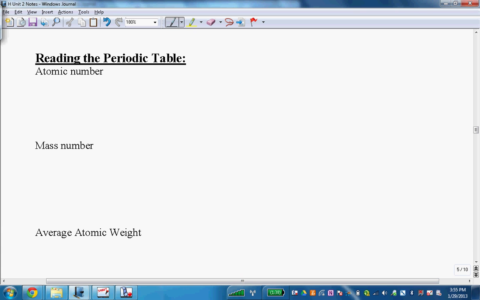Atomic number. Atomic number is the big main number on the periodic table, and it is the number of protons that an atom has. This is what identifies an atom. So number 6 on your periodic table is carbon. Go ahead and find it. If any atom has 6 protons, we call it carbon. That's how you identify carbon. So this is what identifies an element.